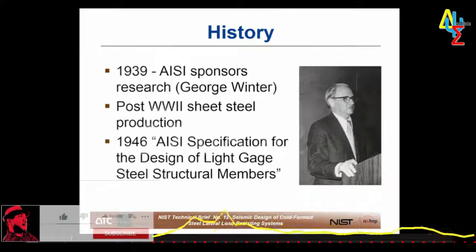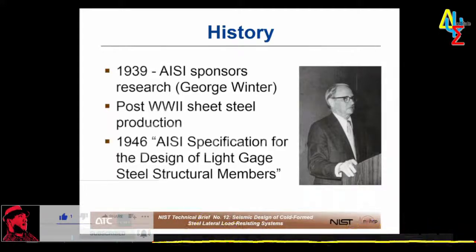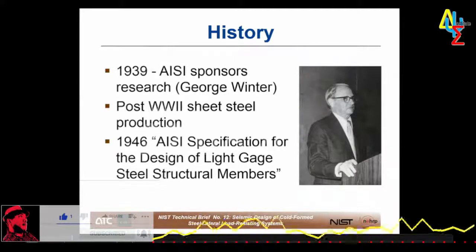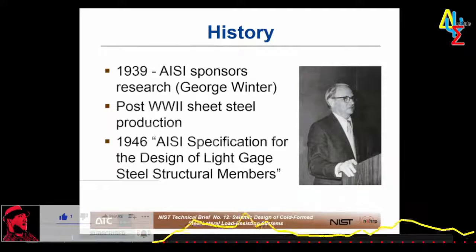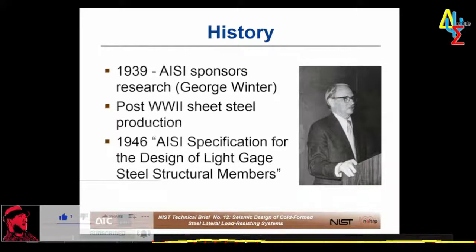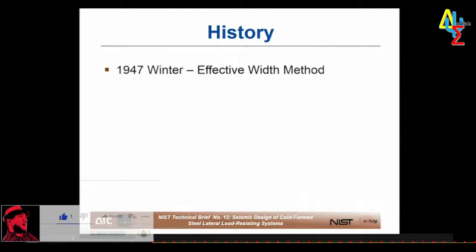And then based on all this early research, in 1946, AISI published its first specification called the AISI Specification for the Design of Light Gauge Steel Structural Members. So that was, of course, the predecessor to what is now AISI S100, or what's sometimes called the NAS spec, or just the AISI spec.